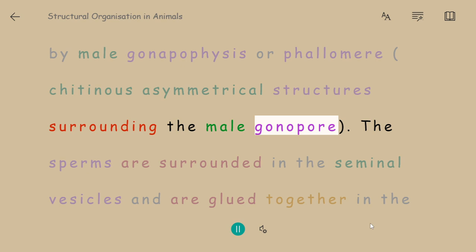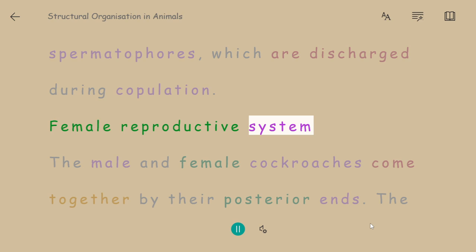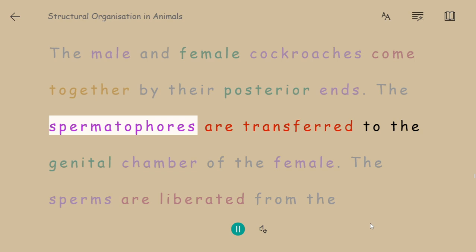The sperms are surrounded in the seminal vesicles and are glued together in the form of bundles called spermatophores, which are discharged during copulation. Female reproductive system. The male and female cockroaches come together by their posterior ends. The spermatophores are transferred to the genital chamber of the female.